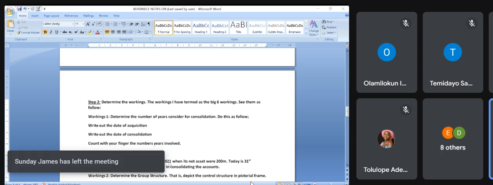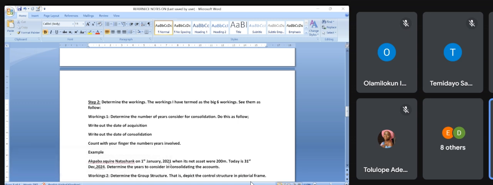You are permitted and allowed to use your finger to count. Use your fingers to count. Don't be ashamed. Do it, so that you will not be confused. You just do 1st January to December, 1. 1st January to December, 2. 1st January to December, 3. Is that taken? Thank you. That is that for that.